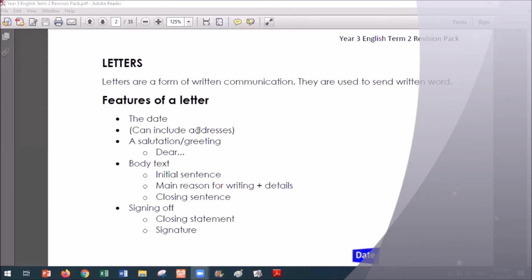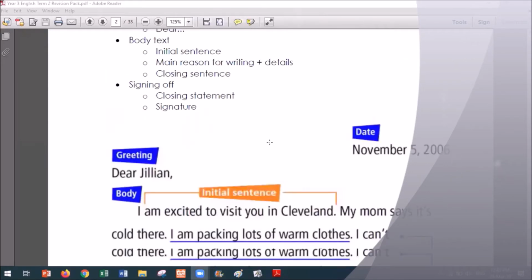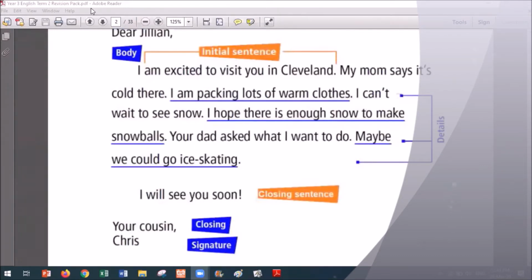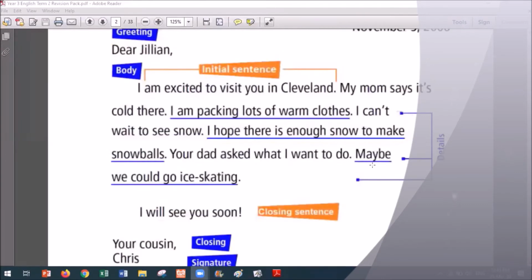Letters are a form of written communication. They are used to send the written word. So we have some features of the letter. And down here, I have some of the features of a letter. Okay? So what we need to do is find out and make sure we remember what the parts of the letter are.